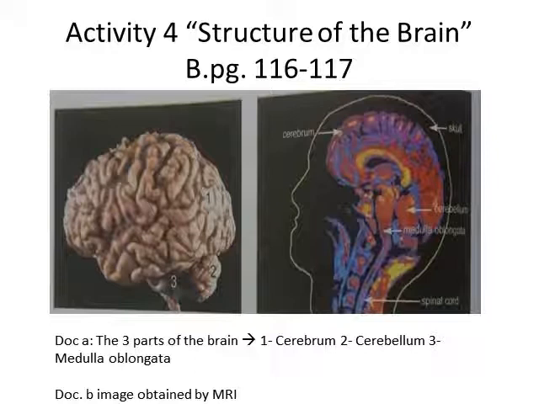Okay, we move on to document B, which is an image obtained by MRI, or magnetic resonance image. The MRI shows us that the brain is protected by the skull, which is bone, okay? In addition to that, it just proves that the cerebrum, again, is the largest part of the brain, and it shows us that the medulla oblongata is connected directly to the spinal cord. Moving on to the next slide.